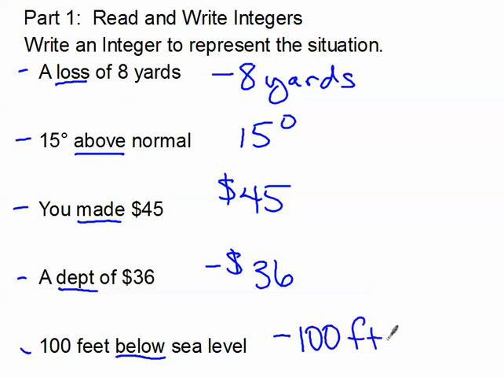Now, some of you might say, well, since we talked about absolute value, that distance is positive, why isn't this answer positive? Because in this particular one, the below sea level part is referring to a direction in which you're traveling, not a distance. Okay? So that's how we read and write integers to a given situation. Just remember, if it's negative, you must have a negative on it. Positives, you don't have to have the positive, but each one of these must have a label on the answer.